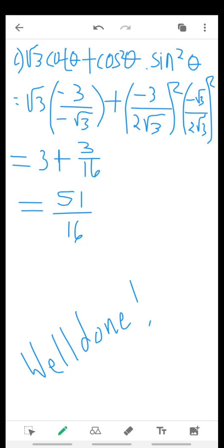We must find this, okay? Square root 3 is square root 3. It doesn't change. It's a constant. There we go. Then cot theta is the reciprocal of tan. Therefore, it will be x over y.